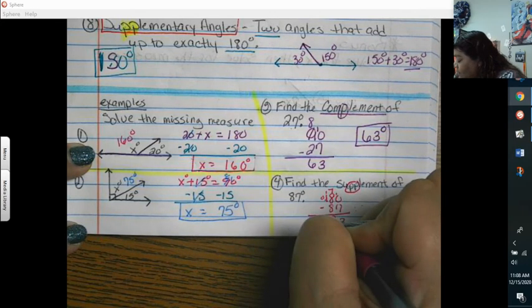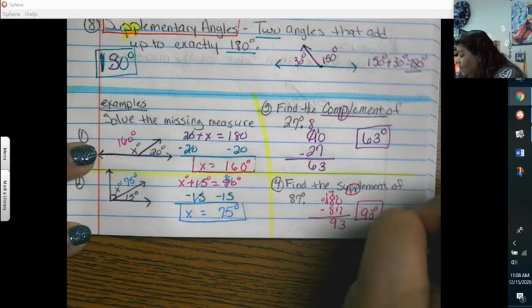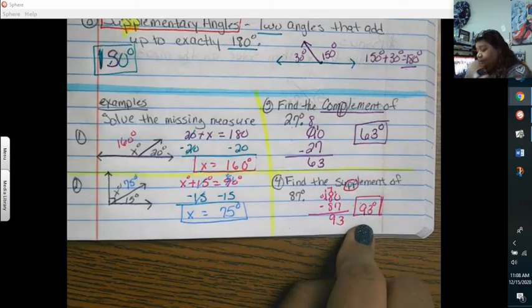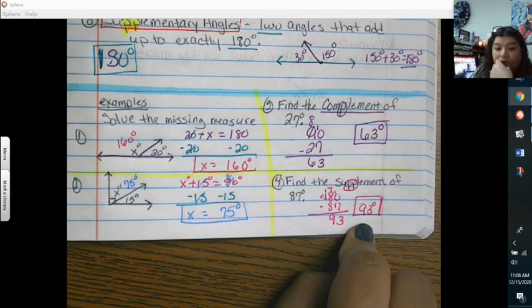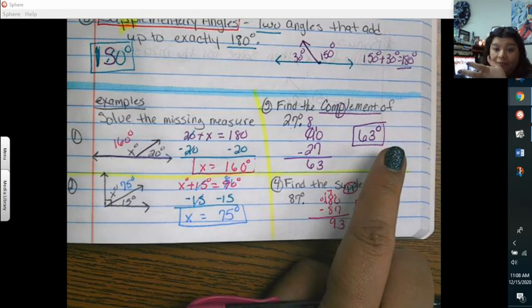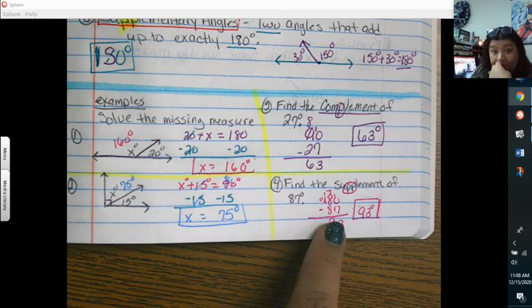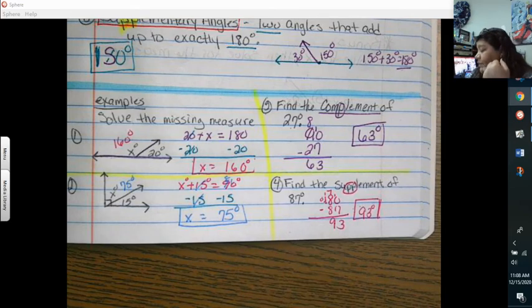That's 93 degrees. Your answer will be in degrees, so you're looking for the measurement, okay? And you can check your work. If I add 93 plus 87, I will get 180 degrees, okay? So complement, you are subtracting from 90. Supplement, you are subtracting from 180, okay? You think you got those two?